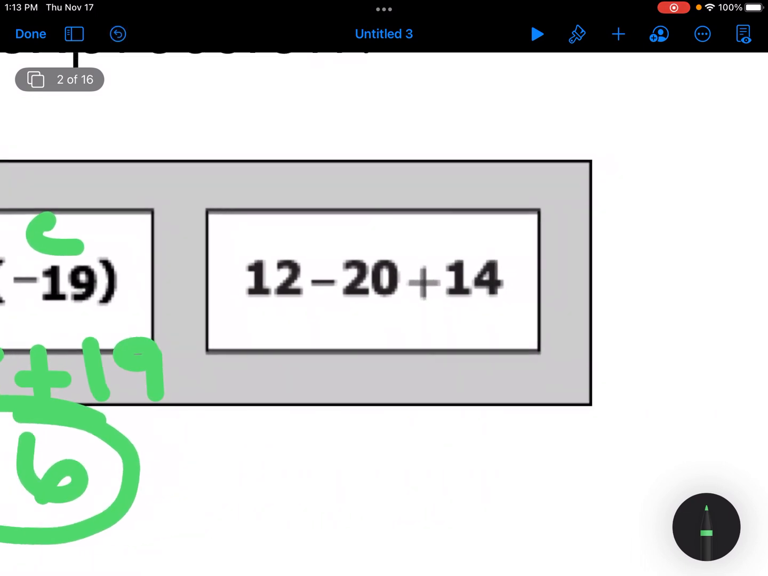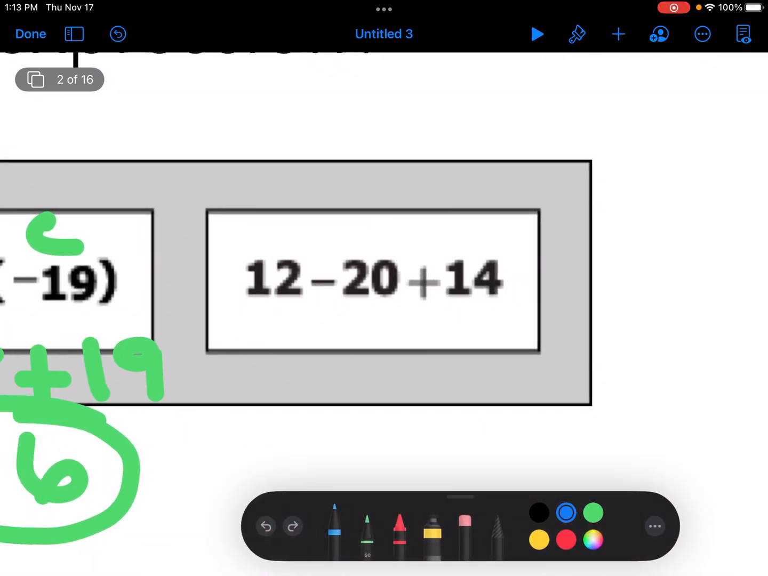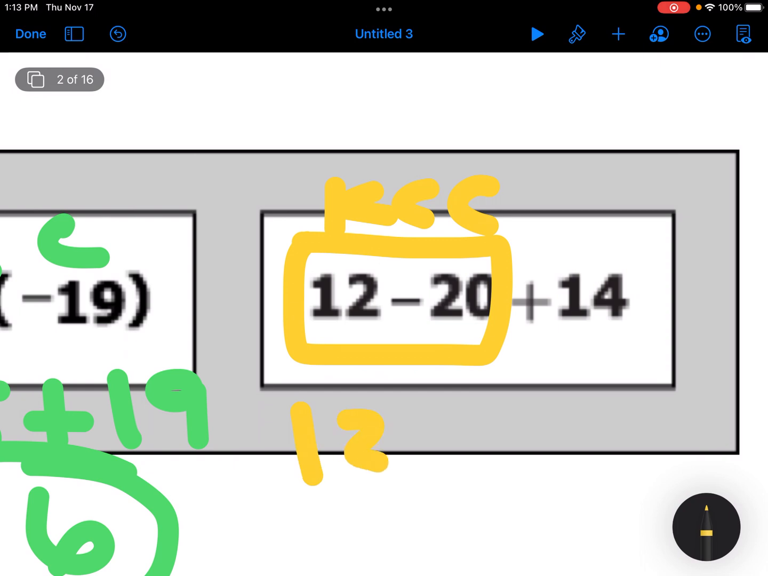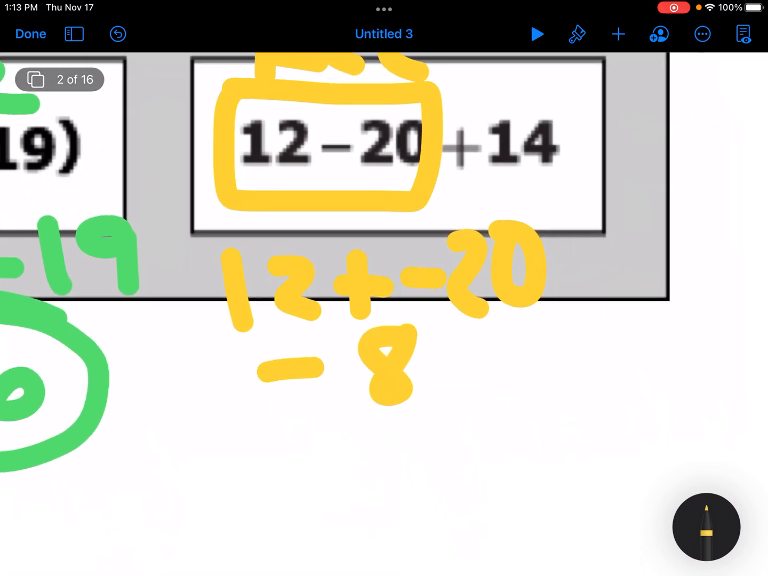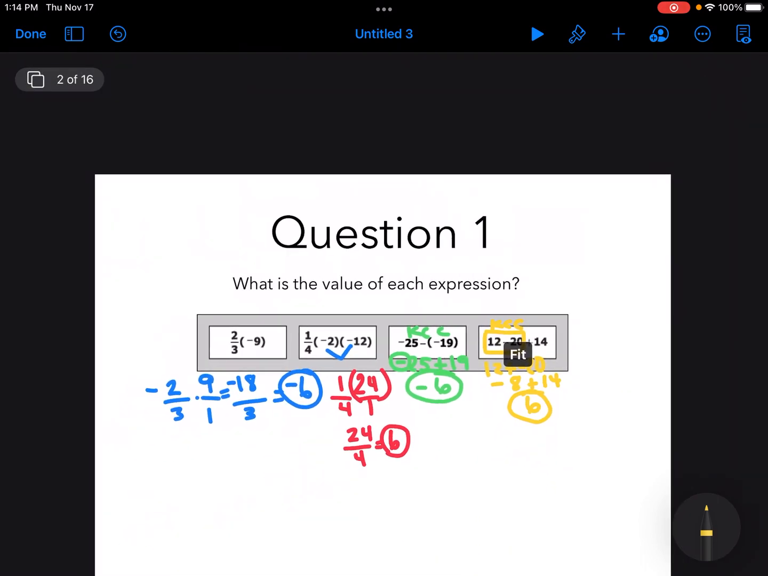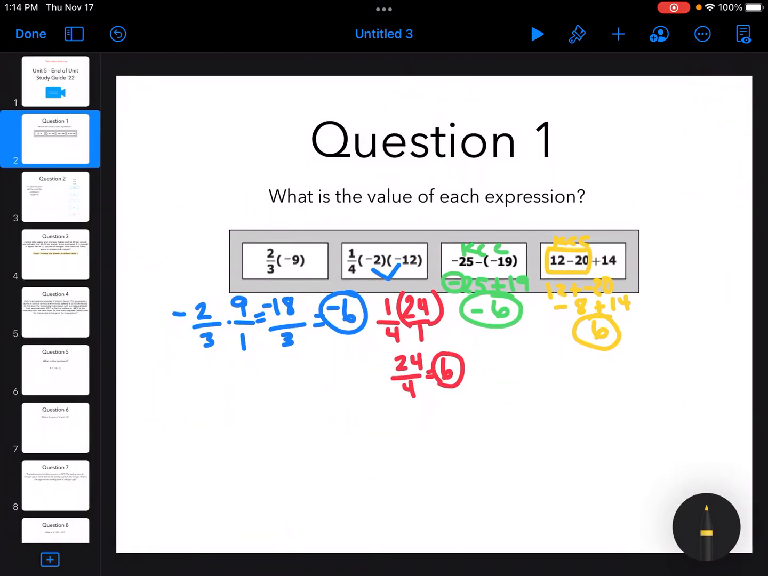And then for my last one, I'm going to change my colors again. And you do the first part first. So I'm going to keep, change, change. So 12 plus -20. So I get -8 plus 14. And I get +6. All right, so I've found the value for each expression.